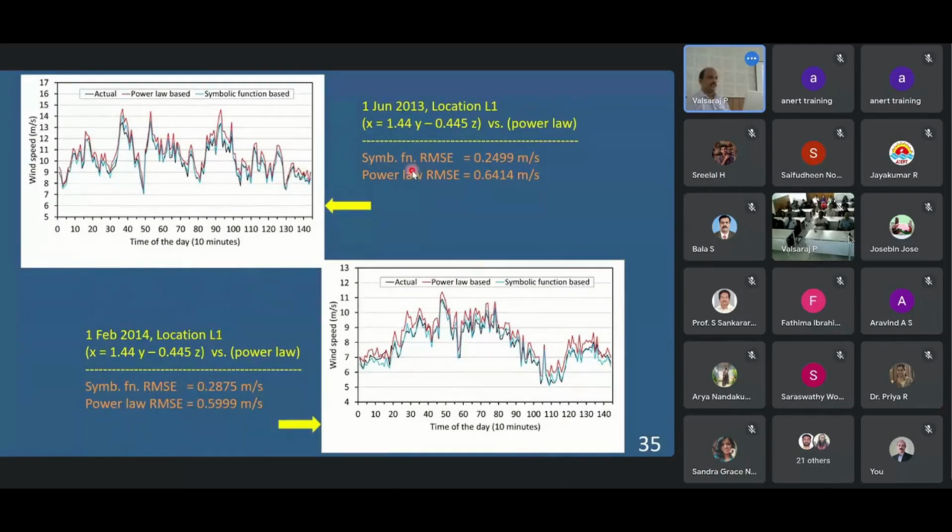Now, for the L1 location, this is the symbolic function we use. Using that, I compared it alongside the power law, to see how it functions in relation to the power law. Here you can see the actual one, the one predicted using the symbolic function, and the one predicted through the power law are pictured here. In terms of this error metric, the symbolic function is better here. This is another day of the year. Here again, the symbolic function based solution is better.